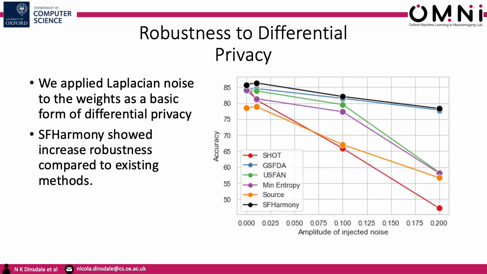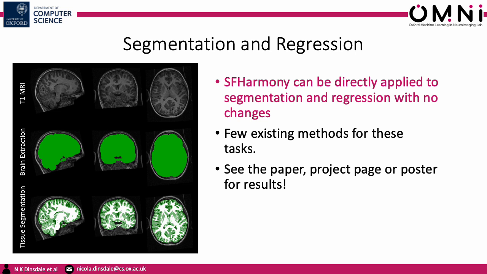We also simulated differential privacy by applying Laplacian noise to the weights before communication. Due to being able to calculate the GMM parameters prior to applying the differential privacy, the approach is very robust to the application of the Laplacian noise. We also applied the approach to segmentation and regression tasks without any change to the approach. For details, please see the poster or paper.